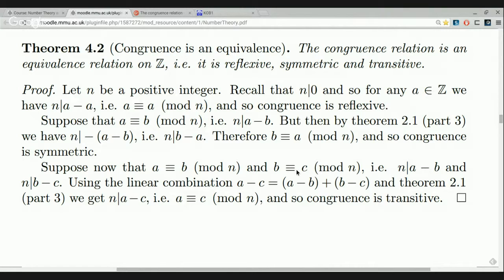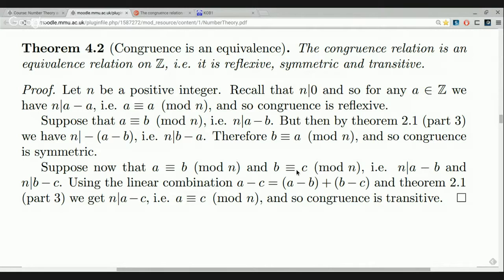With the sum of those two numbers, you see the B's cancel out, and we're just left with A minus C. So if n divides A minus B and B minus C, by a property of divisibility, we then know that n divides the difference A minus C. And if n divides A minus C, it means A is congruent to C.